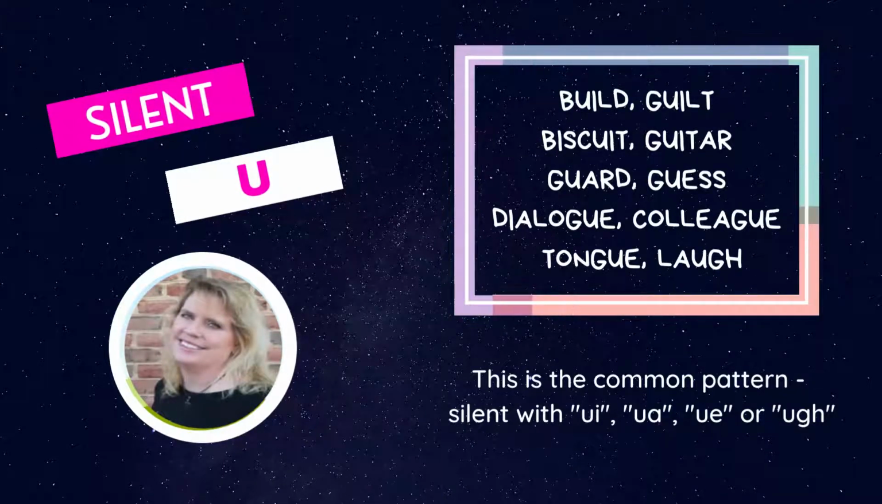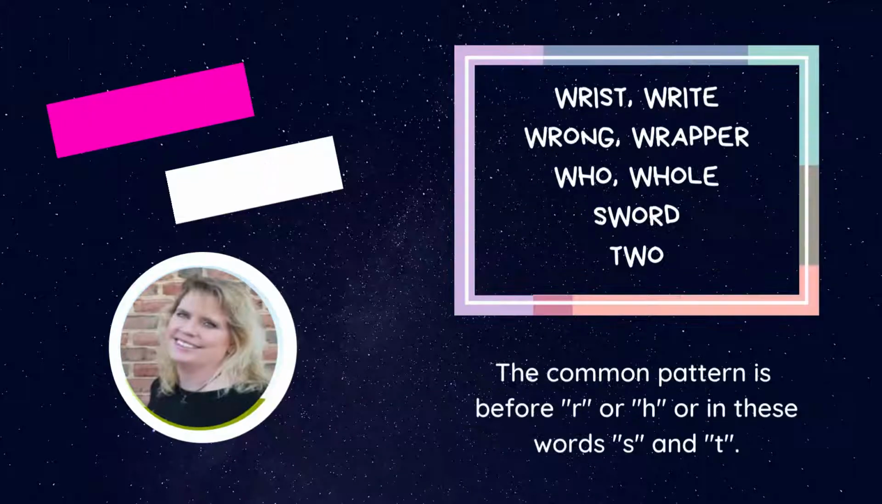U is often with another vowel, and it's silent. So UI, build, guilt, biscuit, guitar, UA, guard, UE, guess, dialogue, colleague, tongue, and UGH, laugh, with an F sound.